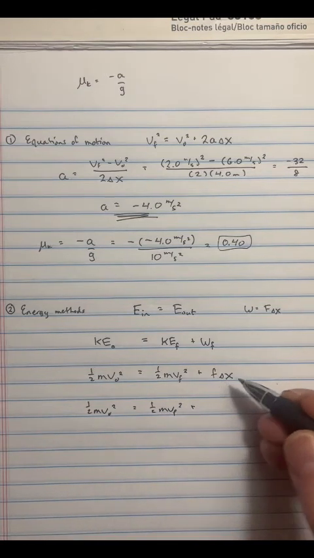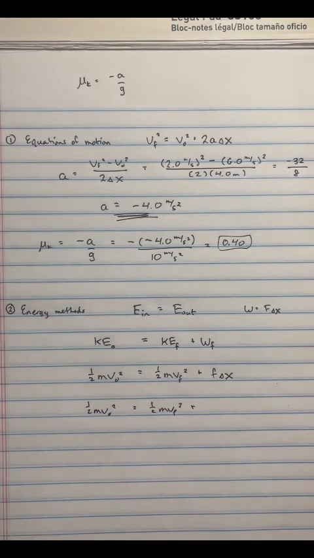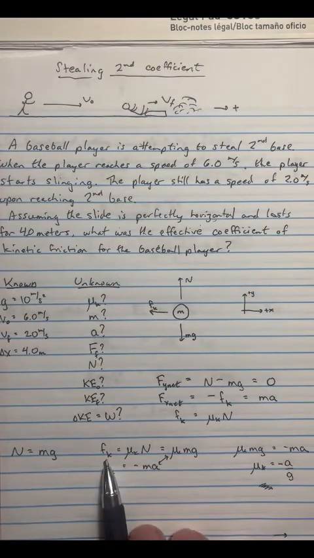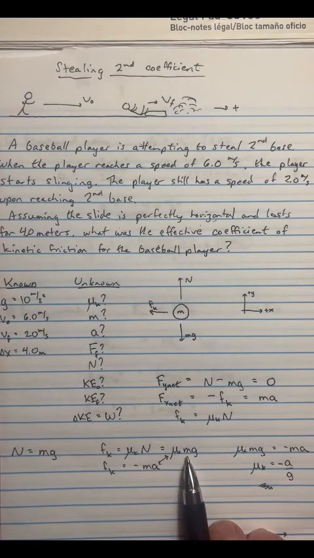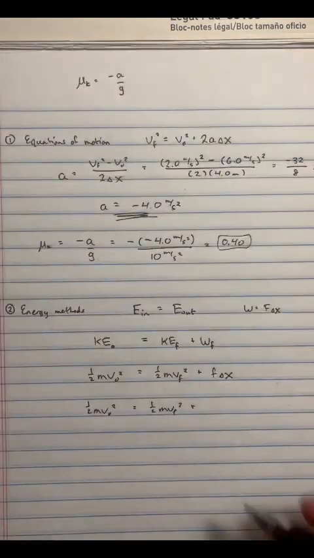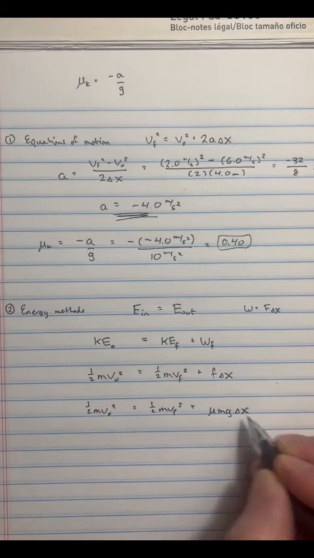But what's the force of friction? Earlier we determined, bring back our previous page so we can see it, that friction is equal to coefficient times weight, mg. So let's substitute. So it's coefficient mg and then a delta x like that.